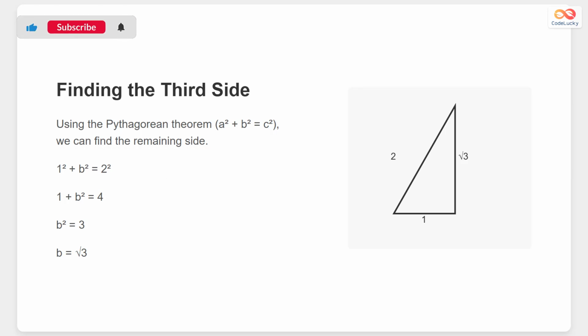We can find the length of the third side using the Pythagorean theorem, which is a squared plus b squared equals c squared. 1 squared plus b squared equals 2 squared. This simplifies to 1 plus b squared equals 4. So, b squared is 3, and the length of the missing side is the square root of 3.